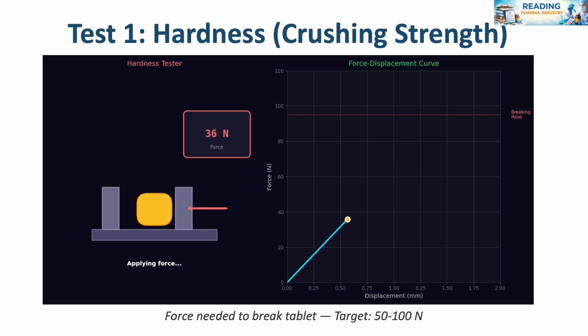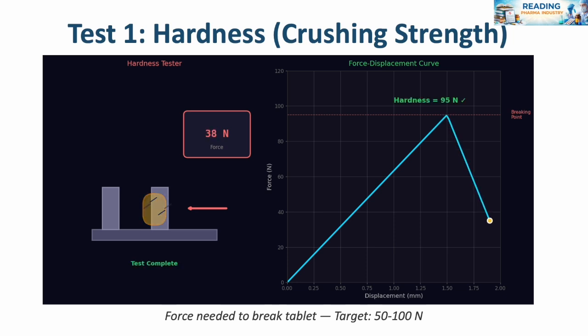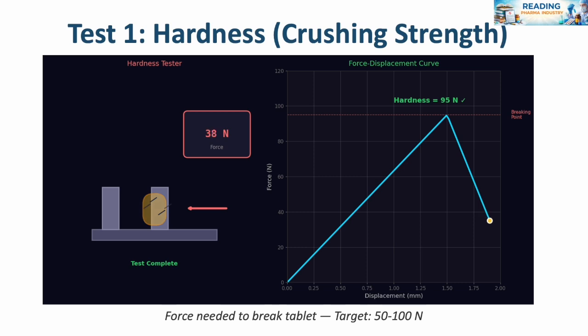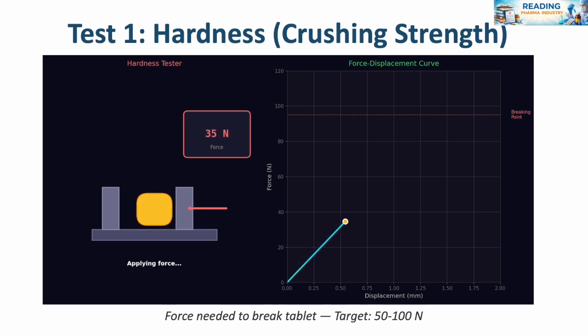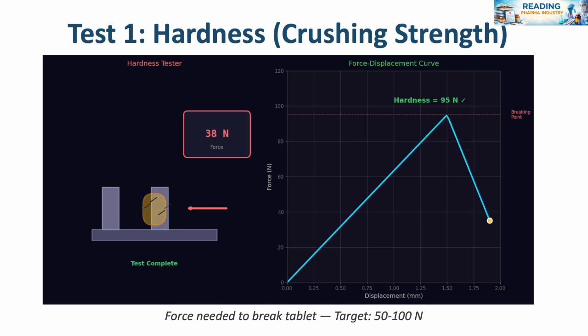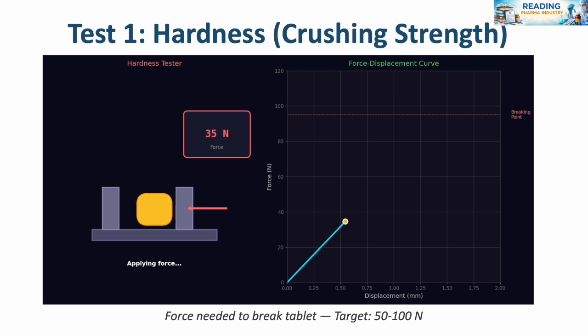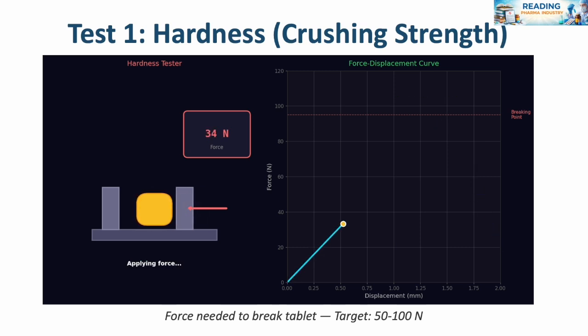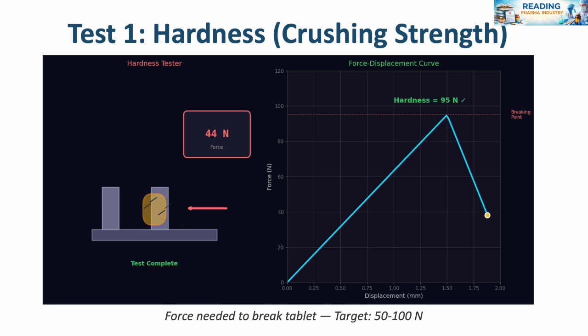The first dependent variable that we can choose to assess our tablet is the hardness of the tablet, which is basically the crushing strength. You apply some force, as you can see here, until you crush the tablet. The force needed to break a tablet, in this example, targets between 50 to 100 newtons. The idea is to measure the hardness of the tablets to ensure that they will tolerate handling within a target value.